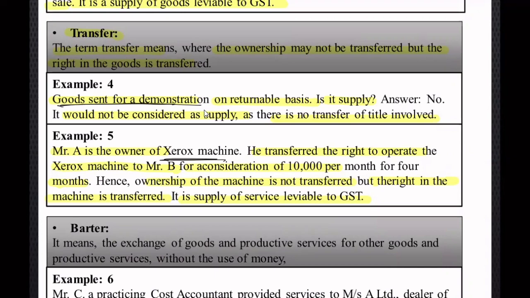Yes, Archana? I'm asking something about example 4, that is goods sent for demo. In this case, because it's on a returnable basis, we are not considering it as supply. But if supposing on demo, it has been sold, then we will consider it as supply. Yes, okay, that was my doubt. I think I said that line too. Yeah, suppose it is sold, no issues.